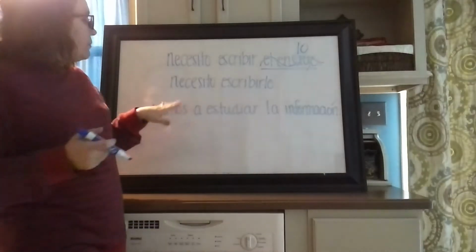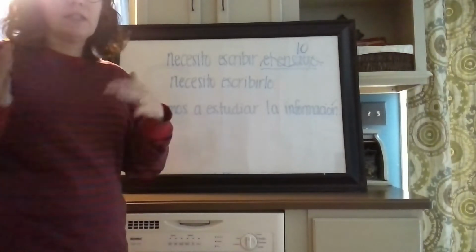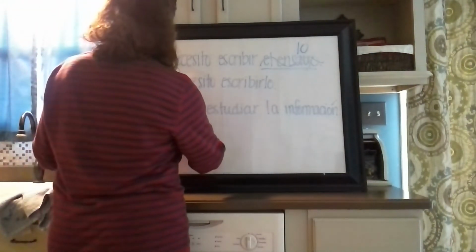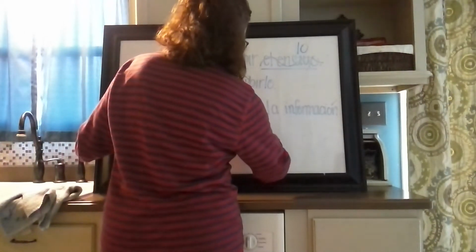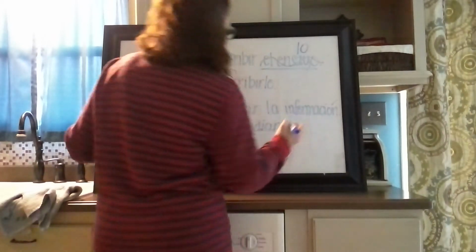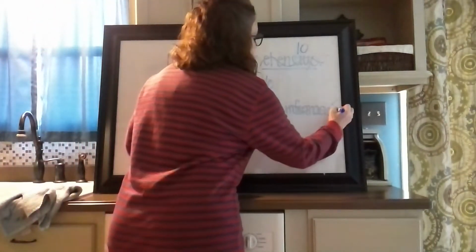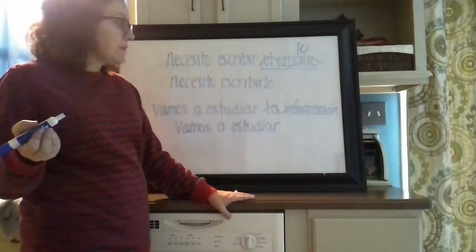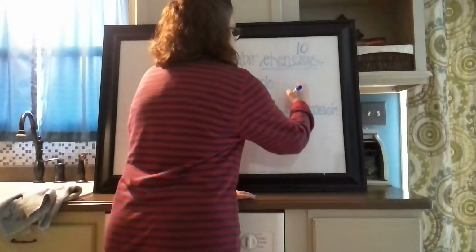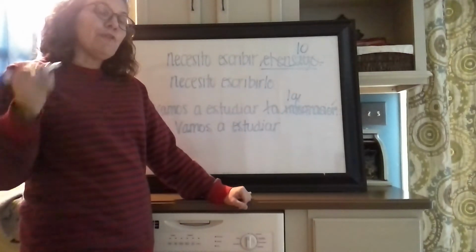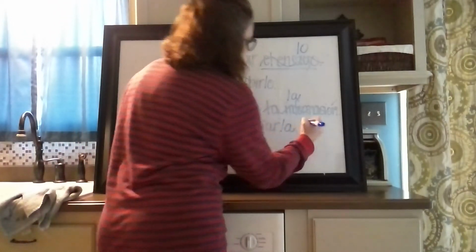Okay, so we remember that ir plus a plus infinitive, and we're still with that rule that says attached to the infinitive. So we're going to write vamos a estudiar. ¿Y qué vamos a estudiar? What are we going to study? La información. So we get rid of the direct object, la información, and we replace it with our direct object pronoun, la. And our rule says, before the conjugated, attached to the infinitive. So vamos a estudiarla.